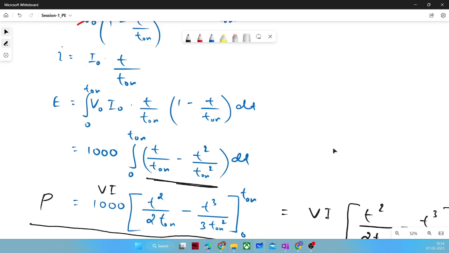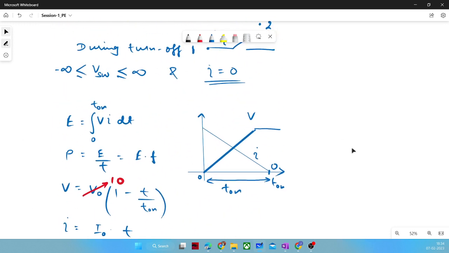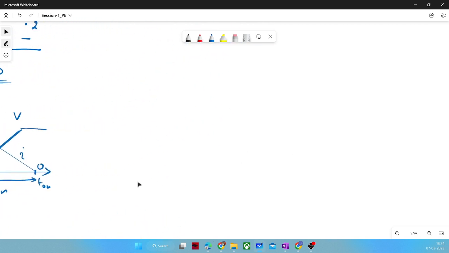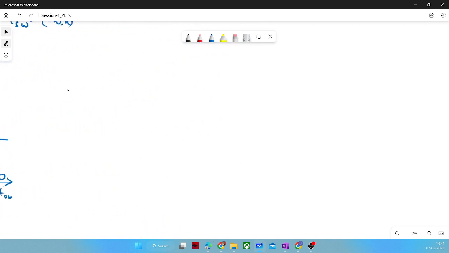Also, if you try to apply intuition for this kind of expression, let me go with a very basic intuition kind of approach. If this is the expression, 1 minus t by T on, this is not a complicated problem.